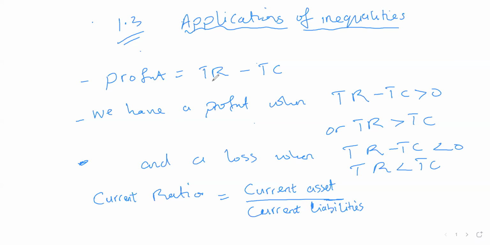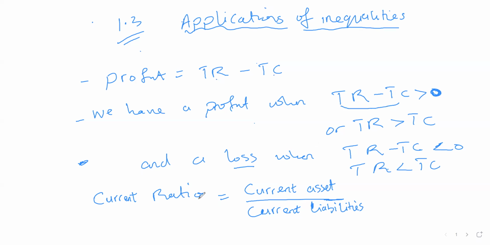So we recall that total profit is given by total revenue minus total cost. All right. Whenever this quantity is greater than 0, we say that the production sales has yielded a profit, or the company has realized a profit. In other words, if total revenue is greater than total cost, then there is a profit. And if total revenue minus total cost is less than 0, or total revenue is less than total cost, then there is a loss. The company has realized a loss.